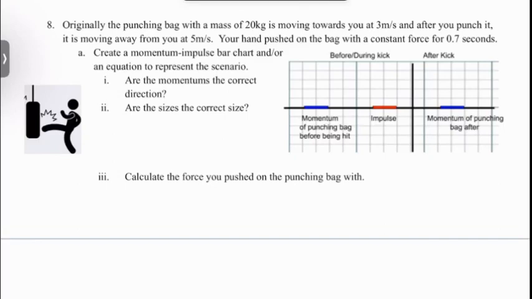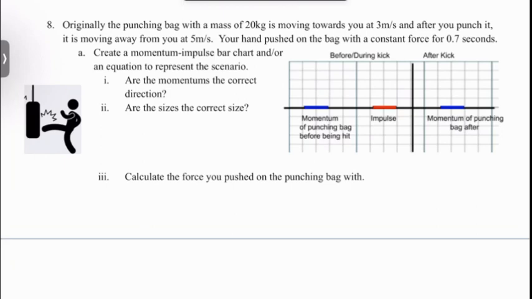Originally, the punching bag with a mass of 20 kilograms is moving towards you at 3 meters per second. And after you punch it, it is moving away from you at 5 meters per second. Your hand pushed on the bag with a constant force for 0.7 seconds. Create a momentum impulse bar chart and/or an equation to represent the scenario.